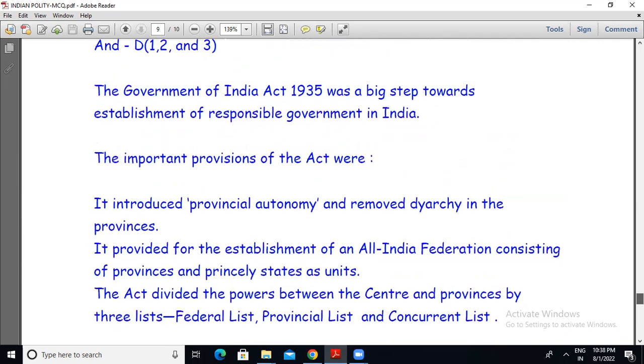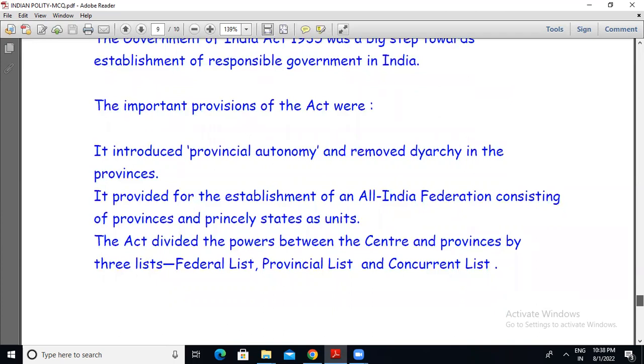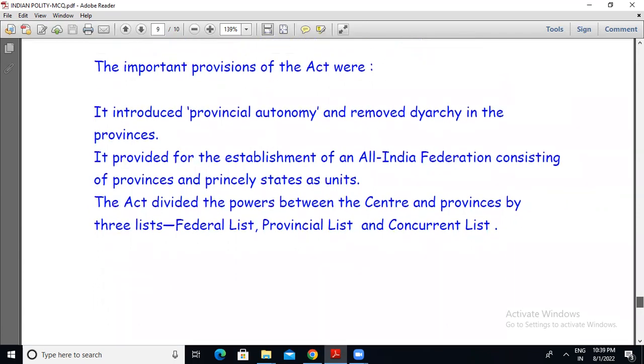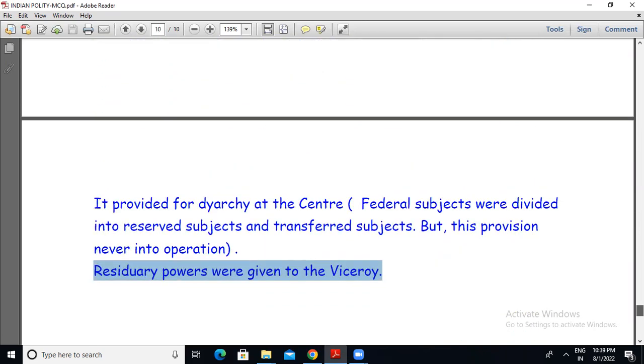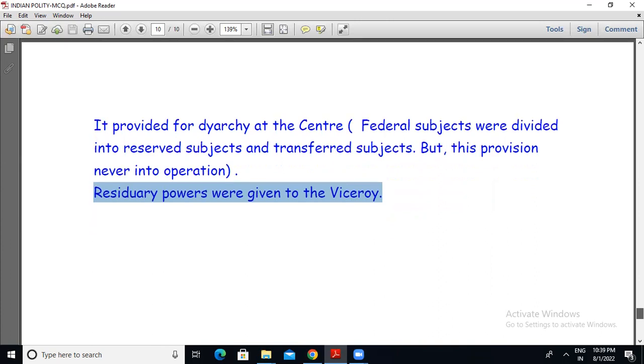So this was again an important act because our constitution has taken maximum portions from the Government of India Act 1935. So I'm revising again the important provisions. First, provincial autonomy was introduced and diarchy was removed from the provinces. Second, provision was made for an all India federation consisting of provinces and princely states. Powers were divided into three lists: federal, provincial and concurrent, and diarchy was provided at the center. Federal subjects were divided into reserved and transferred subjects, and residuary powers were given to the viceroy.